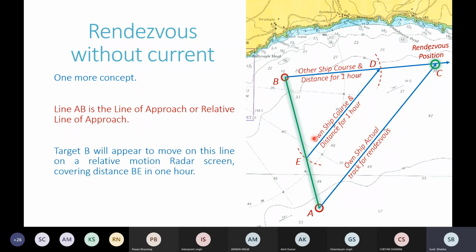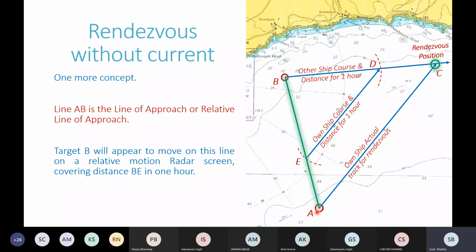This line is also known as the line of approach or the relative line of approach. Now, what do we mean by this? What I mean is that if you are looking at this target on a radar which is on relative motion, you will see this target moving on the radar screen along this particular line Bravo to Alpha, and ultimately it will be meeting with your ship when both of you reach at point C. So this Bravo to Alpha is the line of approach or the relative line of approach of the target ship towards you.